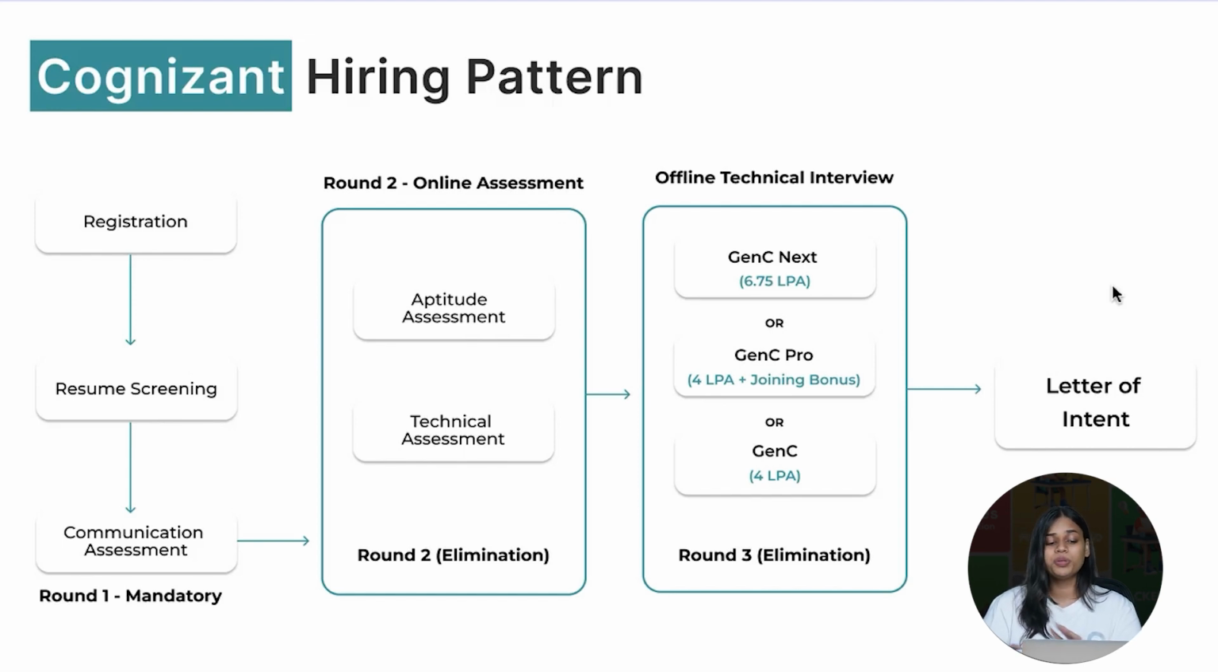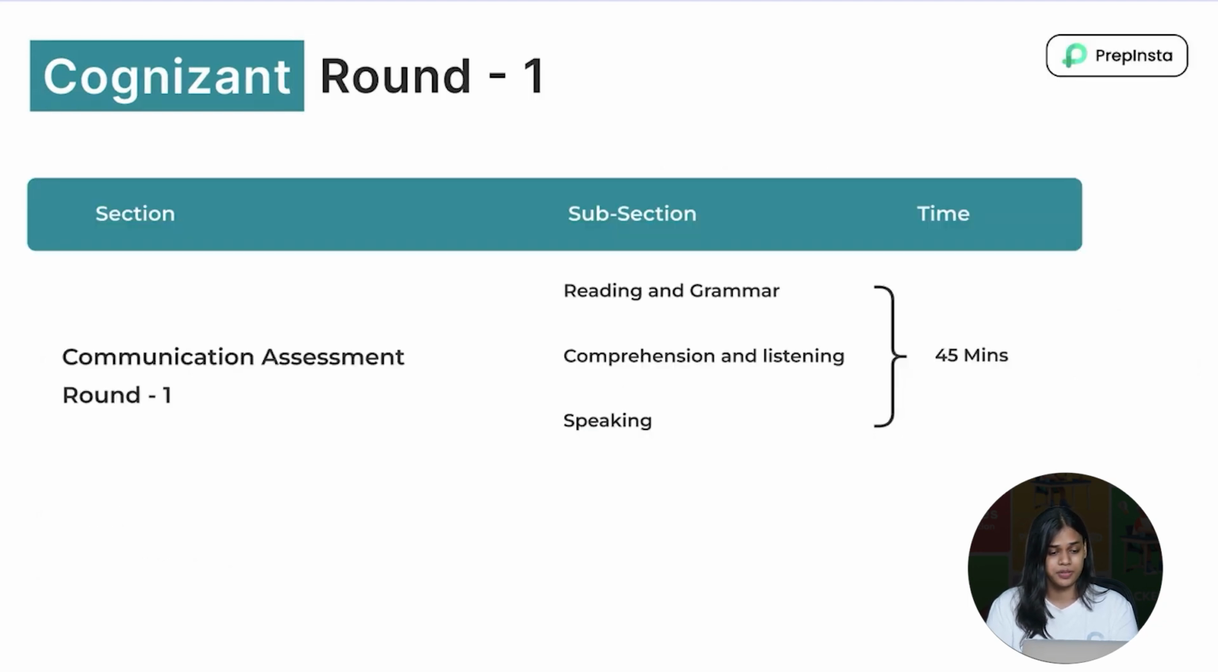All right. I hope this entire structure and the entire pattern is clear to you. If not, you can reach out to us. We'll be more than happy to help you out.